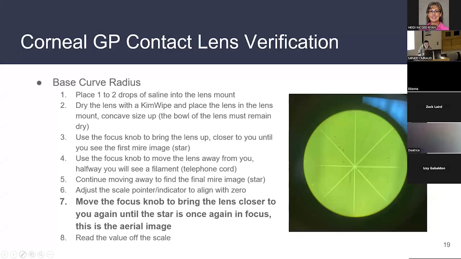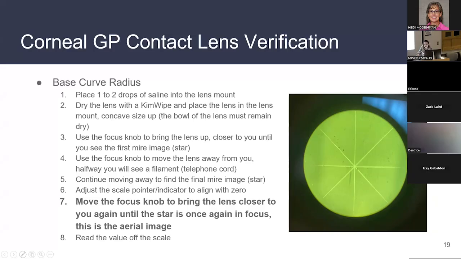Okay, so now we're bringing the lens closer again. We've got to get back to the other mire, the star that we had initially, because that's what's going to tell us the actual base curve of the lens. If you don't zero out the radiuscope initially, your measurements will not be accurate. So you're moving it back up, you're moving it back up.